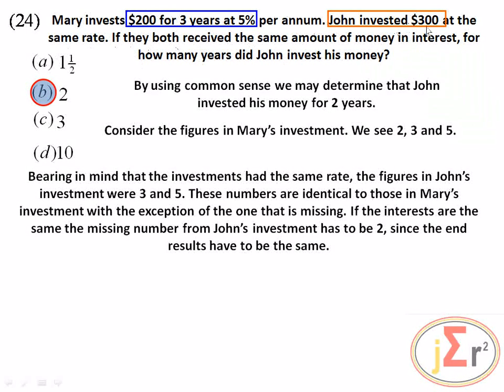We have the 3 here, and the 5 is from the same percentage. These numbers are identical to those in Mary's investment, with the exception of the one that is missing. If the interests are the same, the missing number from John's investment has to be 2, since the end results have to be the same. So there we have John's investment with 3, and we know the 5 is from here. And we have Mary's investment 2, 3, 5. Therefore, if we have a 3 and a 5, the only one that is missing for it to be identical to Mary's investment is the 2.